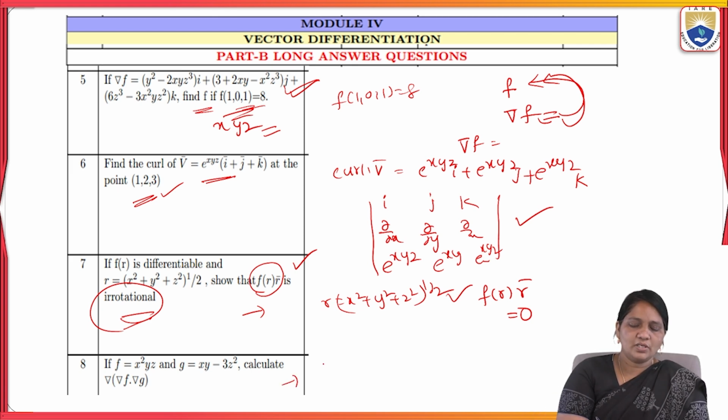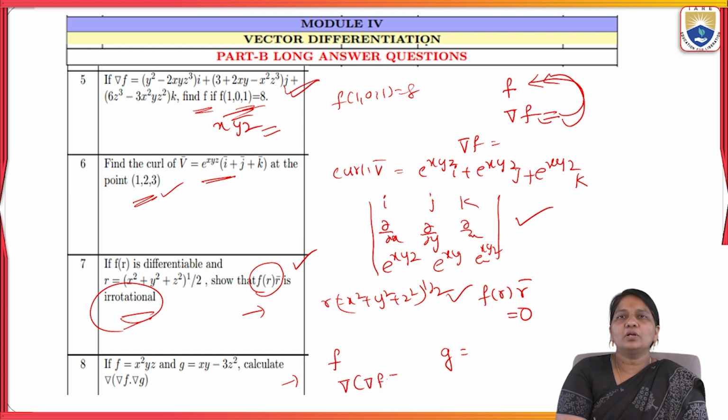And see the eighth one. So f function is given and g function is given. So we can calculate del of del f dot del g. That means from the f we can calculate the del f value, from the g we can calculate the del g value. That means grad f, and here grad g.